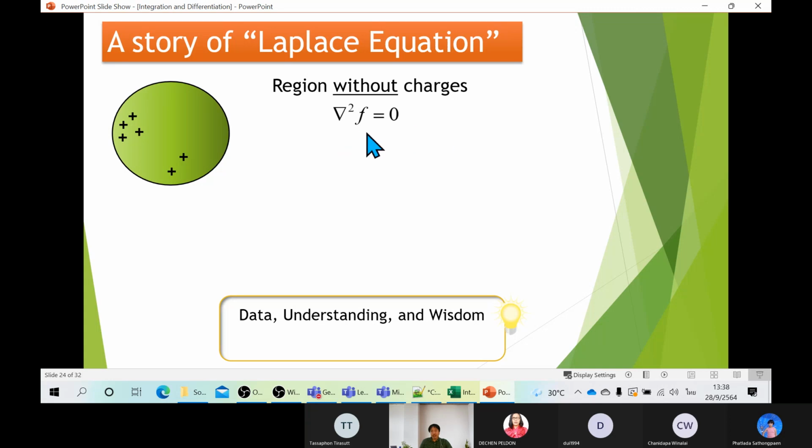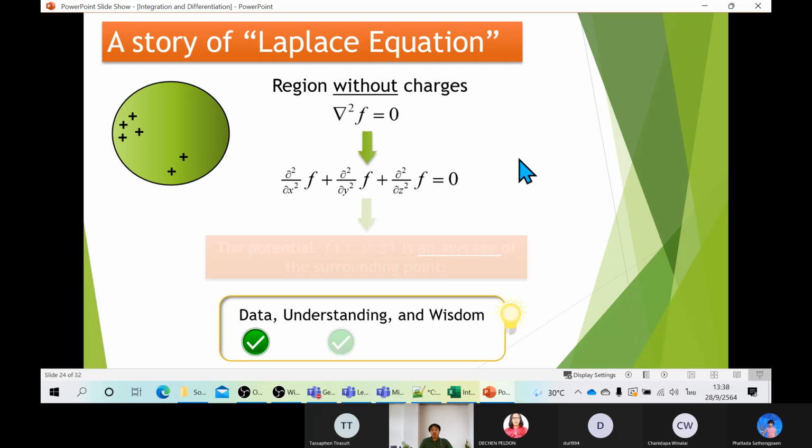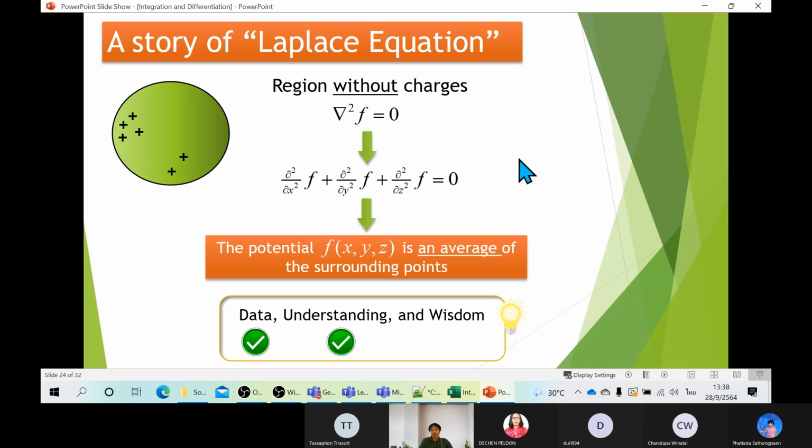Now, that's the data. That's the data. Because we only know how to do that in mathematics. That's only the data. Now, once we get to the understanding of what it really means, it means that the potential of the function is an average of the surrounding points. That is the understanding. Okay, and at this point, happy to understand more about what this Laplacian operator is telling you. It tells you that the value of that point is always the average of the surrounding points.